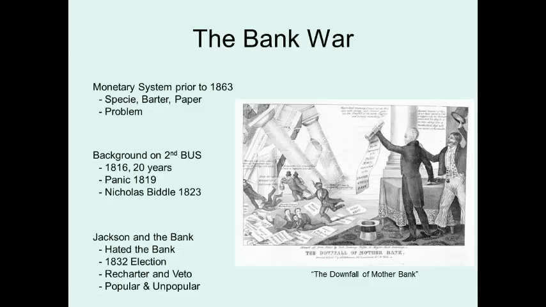One form of money was specie. Specie is actual metal, right? So you're paying in actual gold or paying in actual silver. There was barter. You trade me some eggs for some of my milk. And there were state banknotes. And these state banknotes were the paper money.